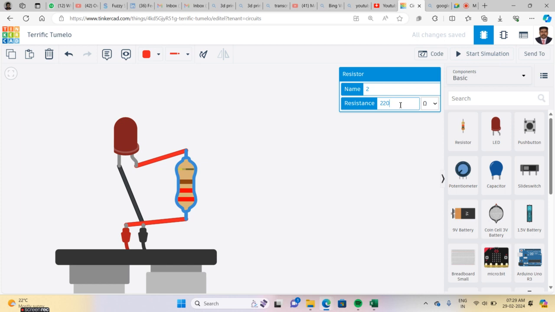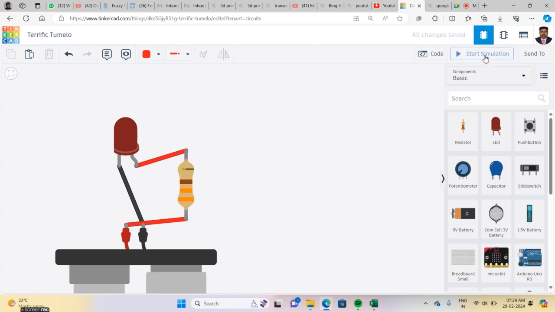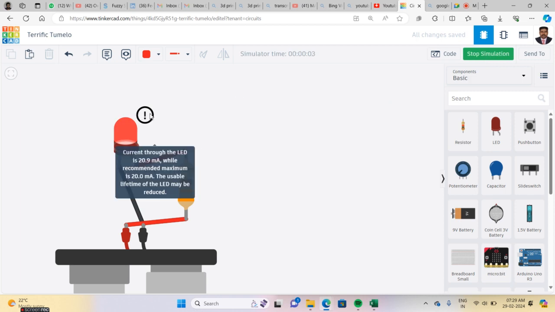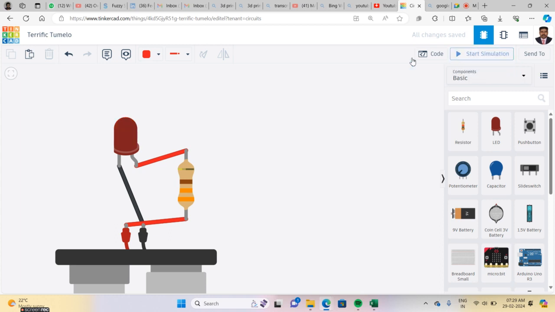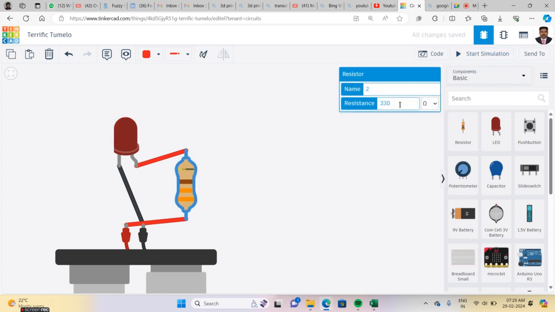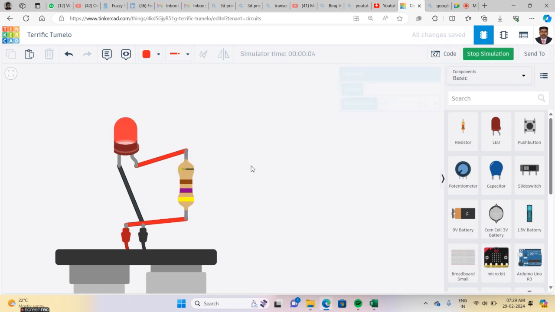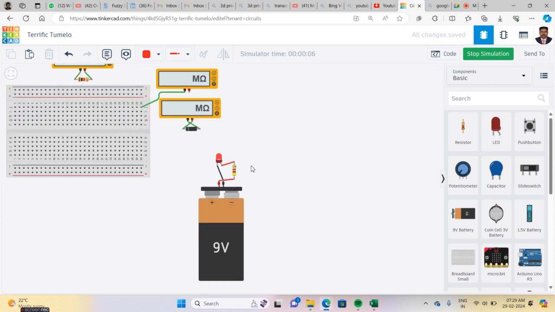So here I am roughly putting the value by experience, but there is a calculation behind that. Again there is a warning, the current is greater. So again we are going to increase the value from 330 ohm to 470 ohm. Now you start simulate, now it's perfect. That's all. So this is the purpose why we are using this resistor.